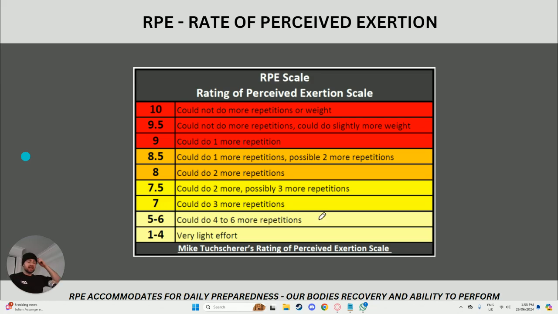So let's say I'm doing a bench press and I'm doing 8 reps and I could probably do 2 more. Then since I can do 2 more, that's probably about an 8 RPE.